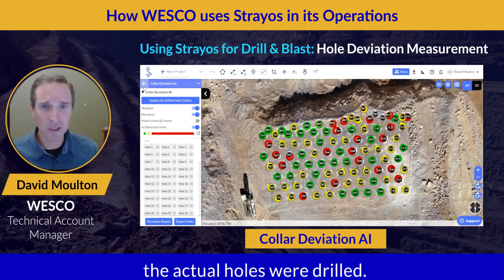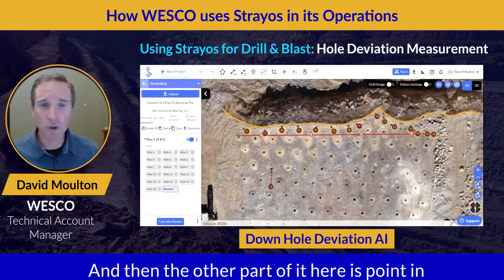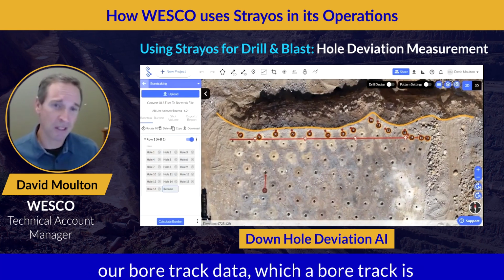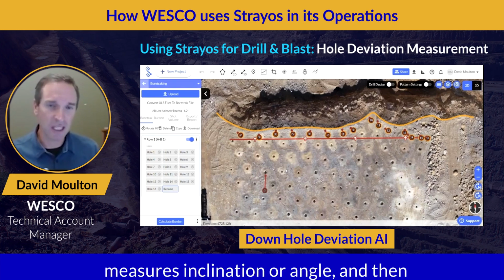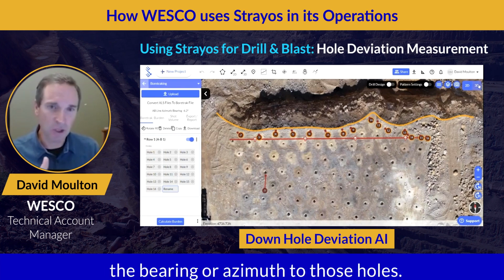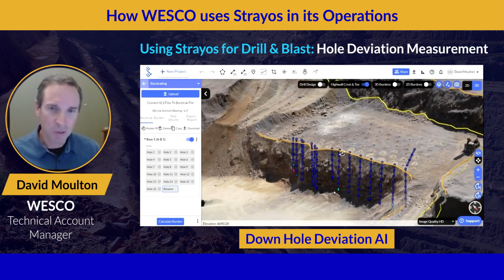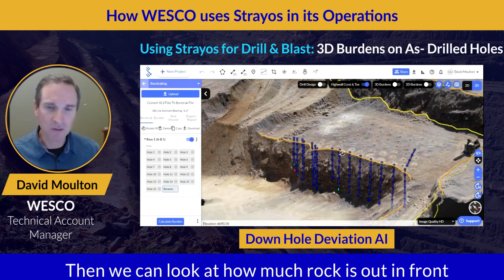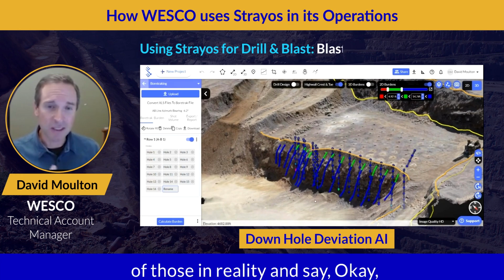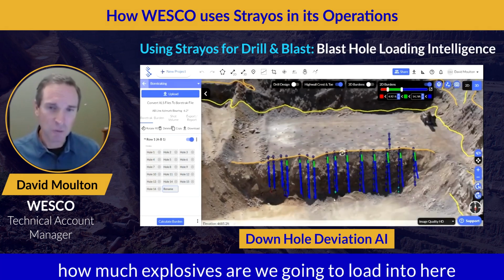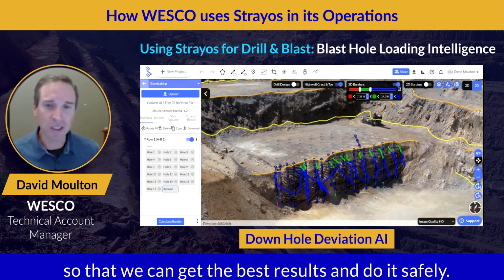And then the other part of it here is pulling in our bore track data. A bore track is a device we run down the holes that measures inclination, or angle, and then the bearing, or azimuth, of those holes. So we know kind of where they're going. Then we can look at how much rock is out in front of those in reality and say, okay, how much explosives are we going to load into here so that we can get the best results and do it safely.